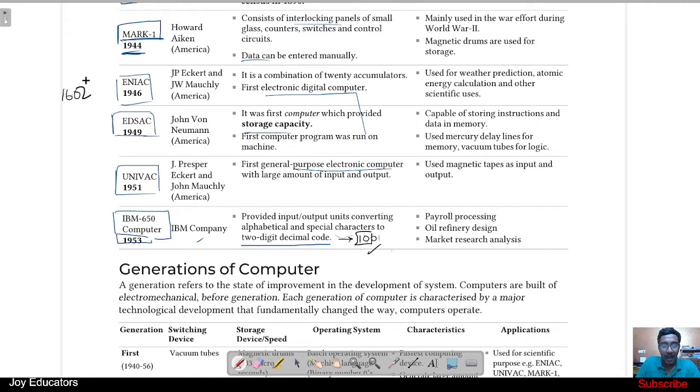1602, when the abacus had started, and 1953, when IBM had designed their first computer. Okay, that's it. So remember these two things. And now with this small history, we'll go into generations.